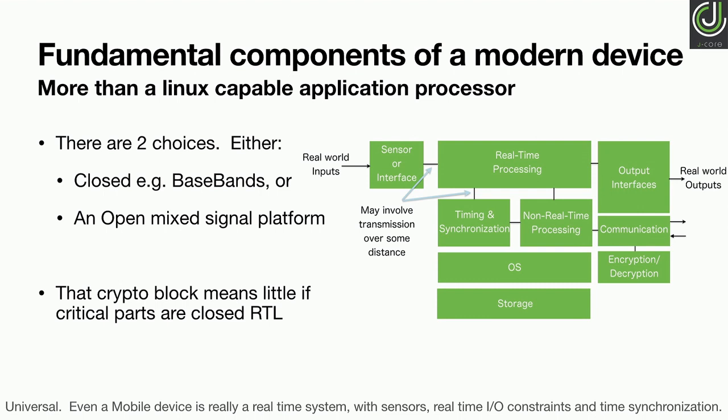And then below that is the non-real-time processing, the kinds of things that you get from Linux and the OS and the storage. The other part that's really important today is encryption and decryption. We find that just about every system we build needs to be secure. But what's really important is if you don't understand the entire system, if there are closed source parts in there, if there's parts of the system that you don't control, then it doesn't really matter if you've got encryption. You don't have security. So an open system is very important.